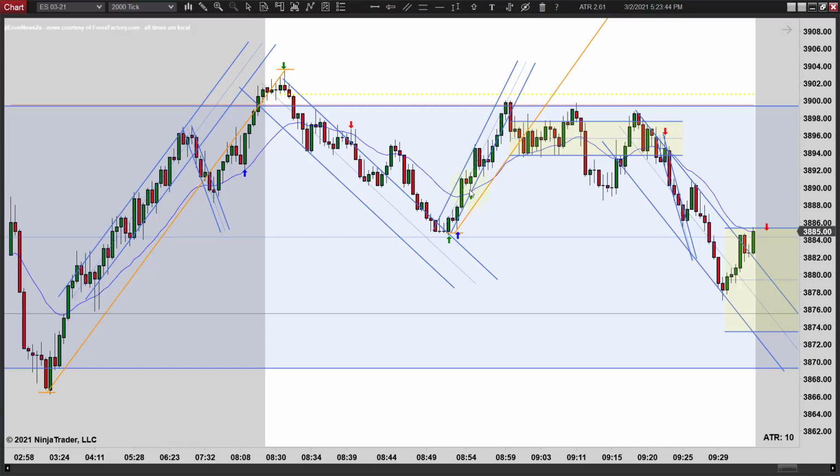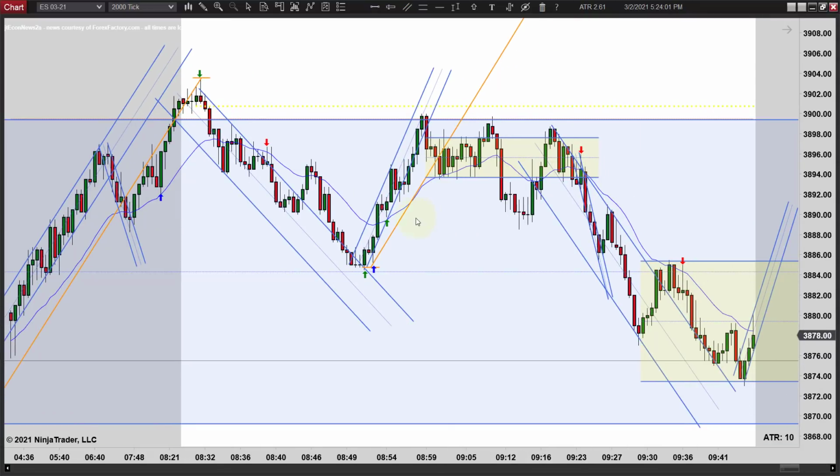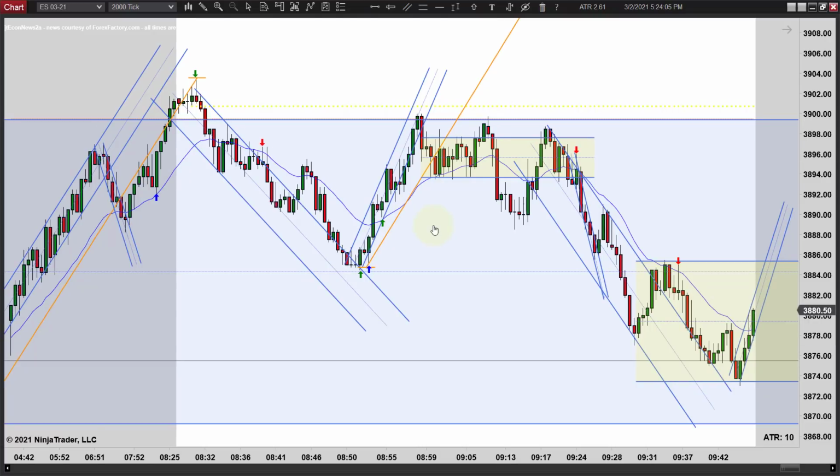There's a failed second entry short here. I don't necessarily like this one because it doesn't get back to the trend line. It doesn't get back to the EMA. It's kind of out there, and you're going short right into the low of the bar to the left of it. It's just not a very good setup. So I marked it just to point it out and talk about it because I know somebody will ask me about it, but it's not an ideal setup.